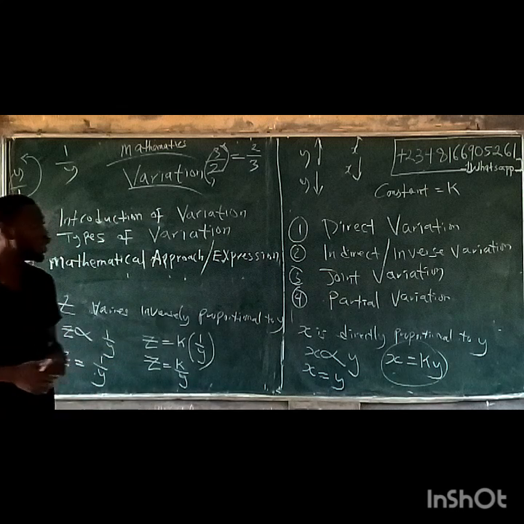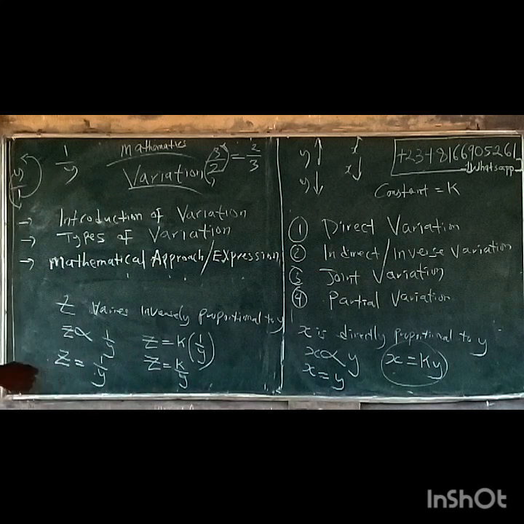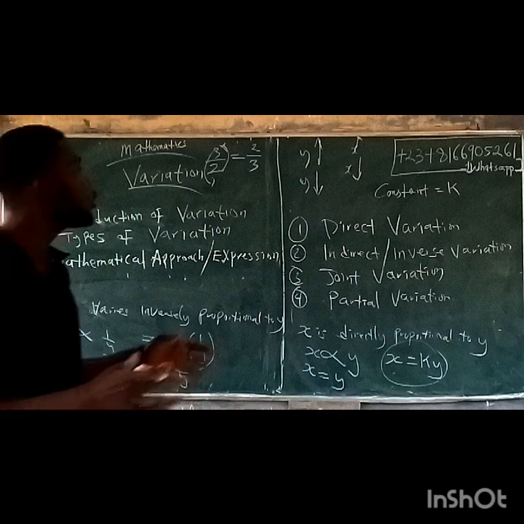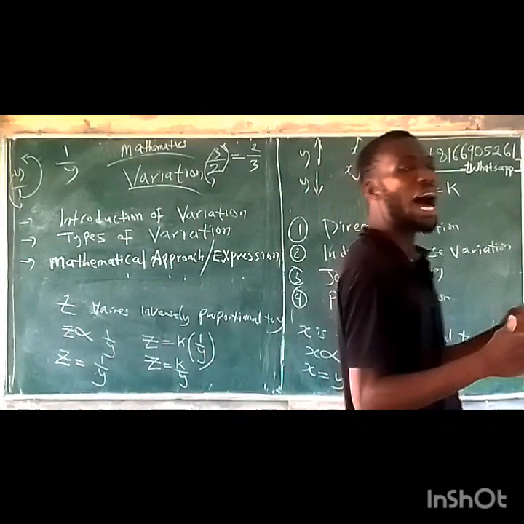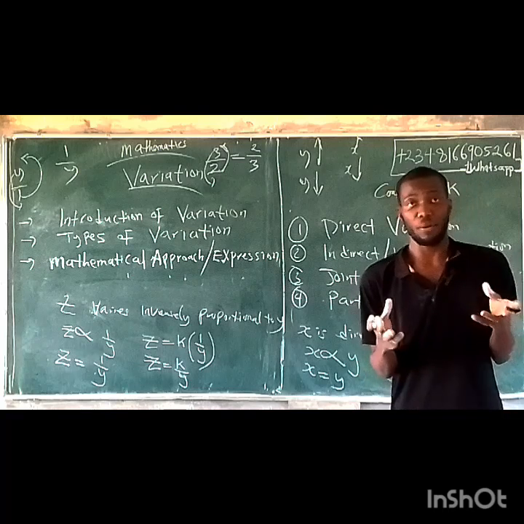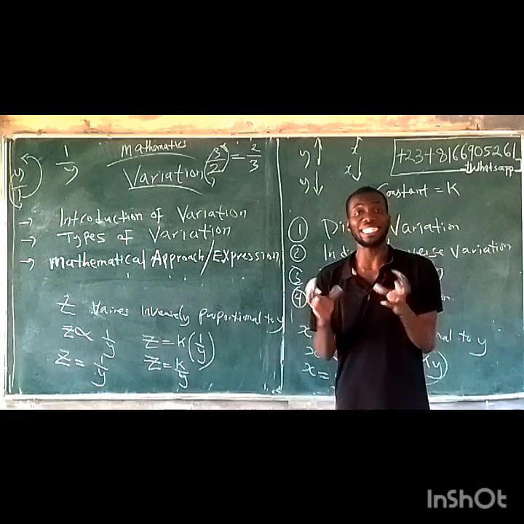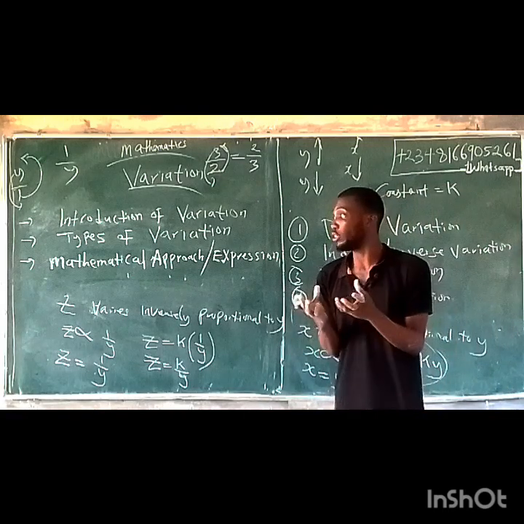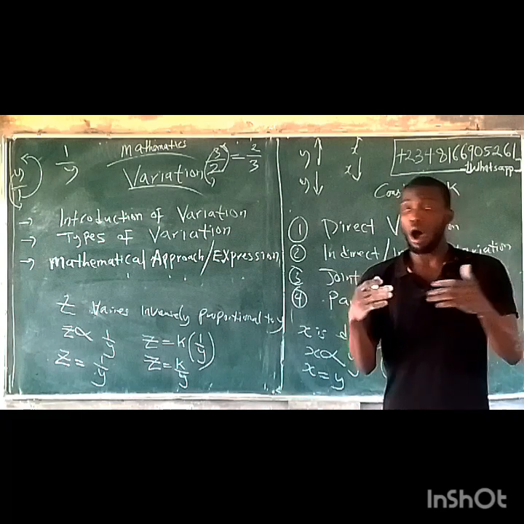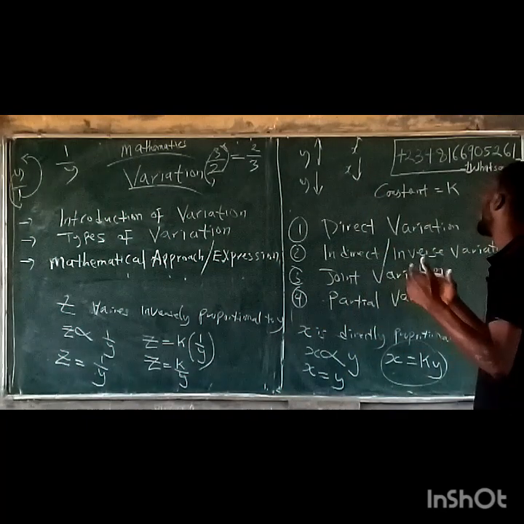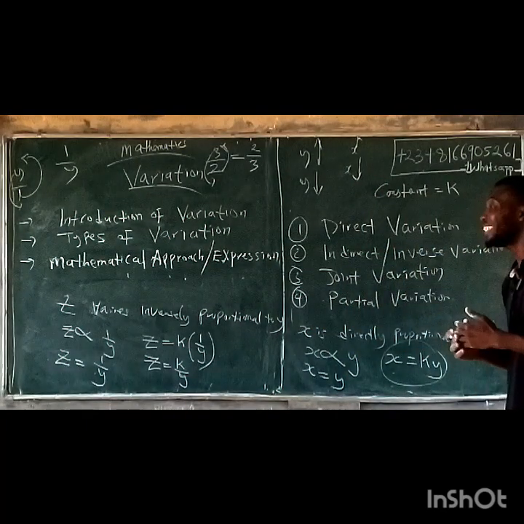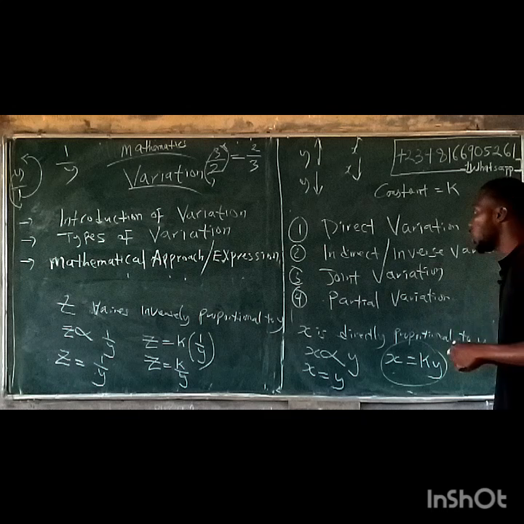Then we look into joint variation. Joint variation is the type of variation where you combine both the direct and the indirect together. When there's a combination of direct and indirect variation, that's what we mean by joint. You combine the two variations, which are the direct variation and the indirect variation. That's what we mean by joint variation.